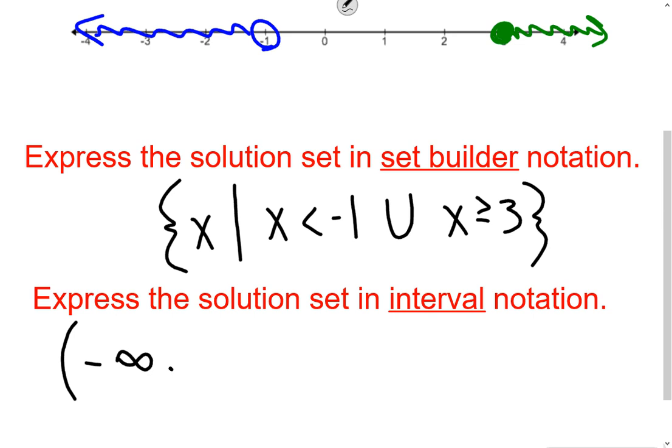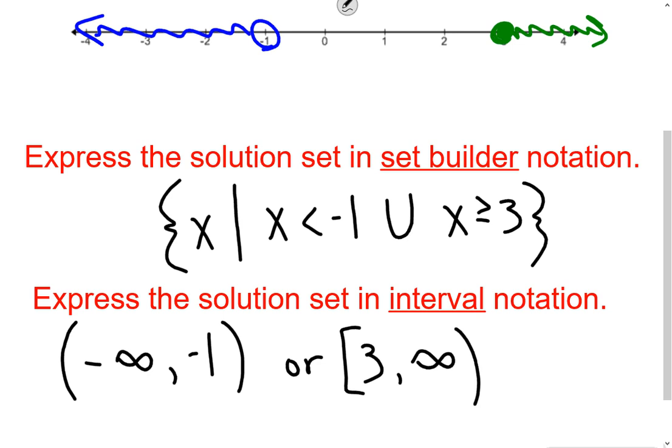And then now you go to the bigger number. Well, that's going to be -1. And since we're not including -1, parenthesis again. Then we're going to include the word or. Now we have to do the solutions to the right side. Well, here we're including the number 3, so bracket, comma, and then all the way to infinity. And close it off.